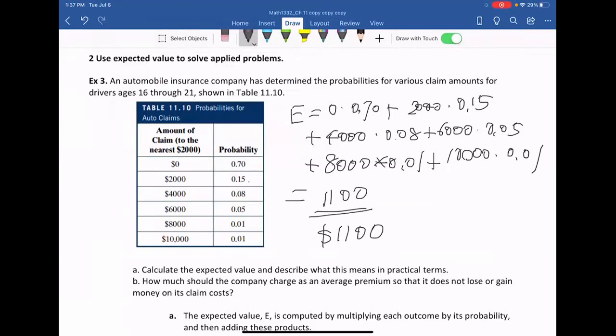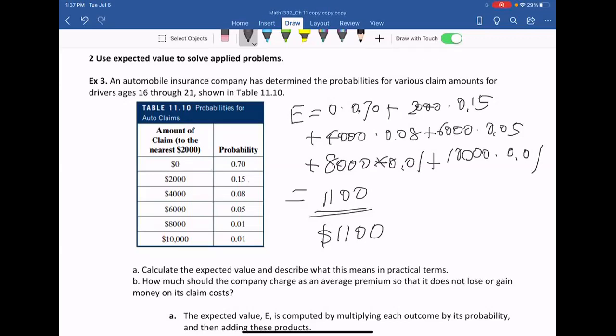$1,100. So the expected value is $1,100. This means that in the long run, the average cost of a claim is $1,100. The insurance company should expect to pay $1,100 per car insured to people in the 16 to 21 age group.